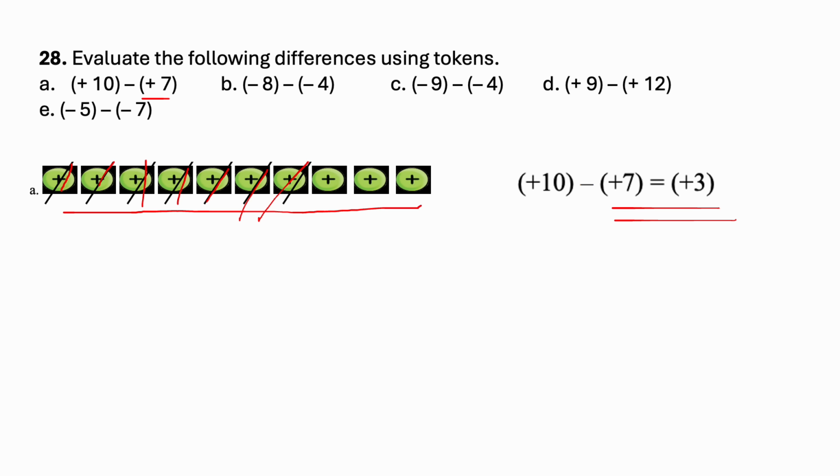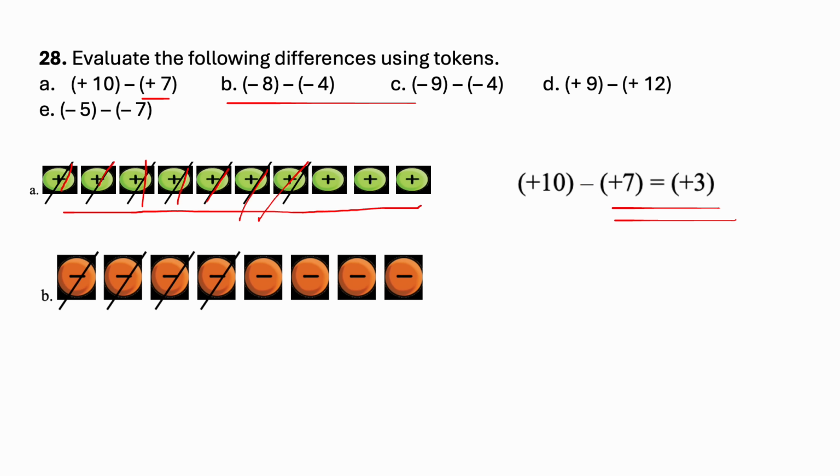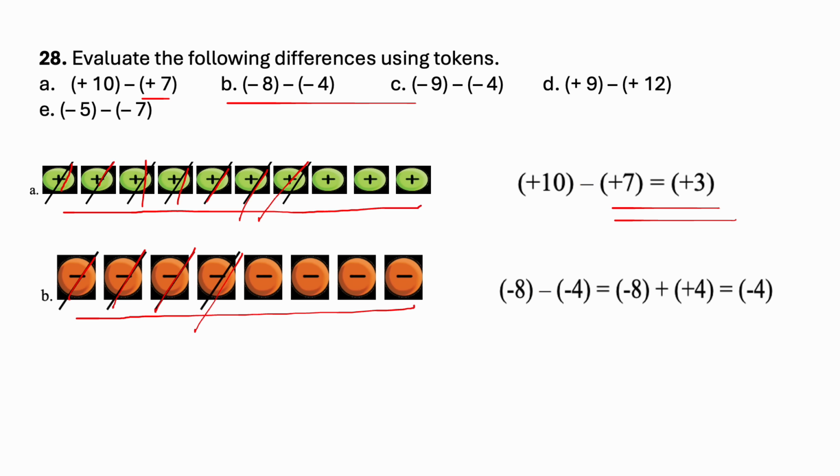The next one, minus 8 minus 4. So, you have 8 negative tokens and you have to cancel 4 negative tokens like this. Total 1, 2, 3, 4, 5, 6, 7, 8. 8 negative tokens. You have to subtract minus 4. So, you have to cancel 4 negative tokens. See, 1, 2, 3, 4. Remaining 4 negative tokens are there. So, negative 4 is the answer. Minus 8 minus 4 is equal to negative 4.